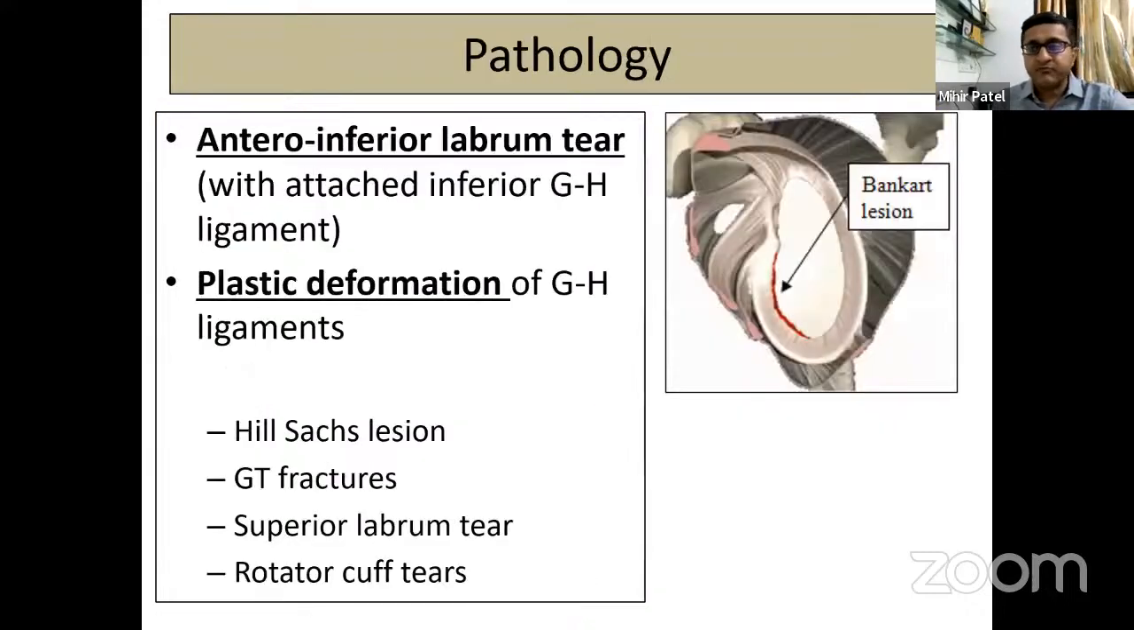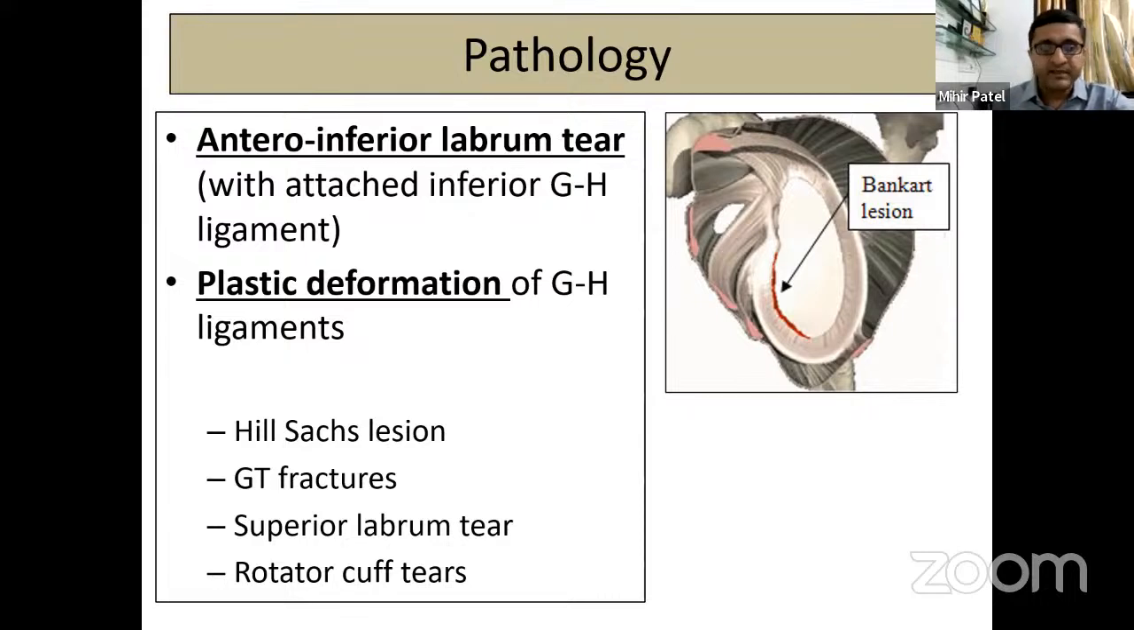So coming to the pathology of anterior instability, the first one is tear of the anterior inferior labrum, which is called the Bankart's lesion. And also we have to understand that when these patients come back with recurrent dislocations, there is a lot of plastic deformation of the glenohumeral ligaments, and this needs to be taken care of while we are doing surgery, when we are doing not only a labrum repair, but a capsulolabral repair, as it is typically called when we do it arthroscopically.